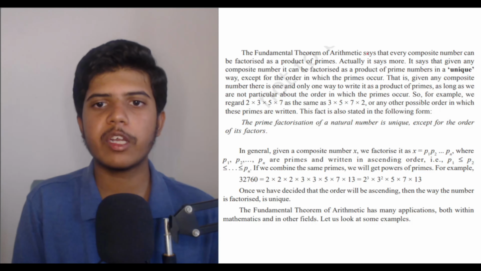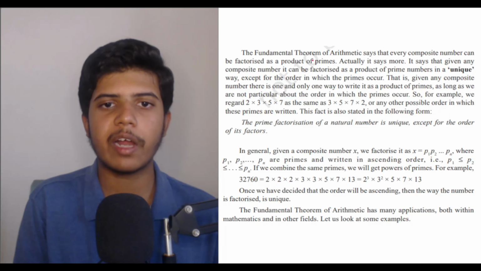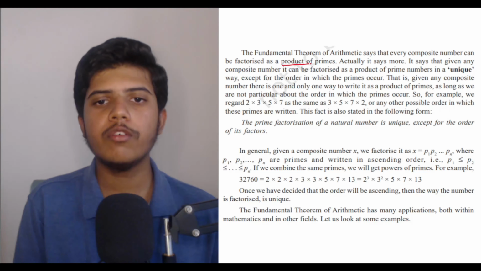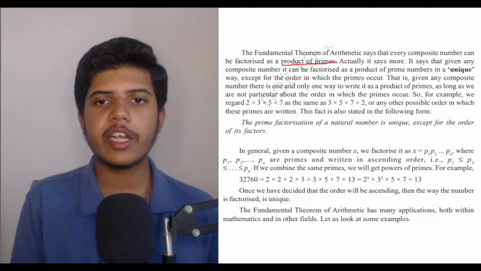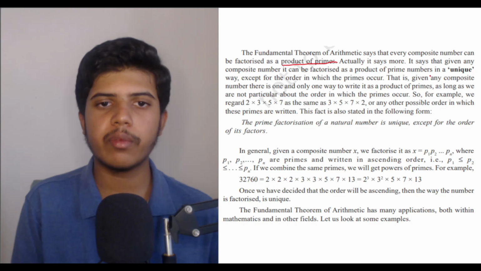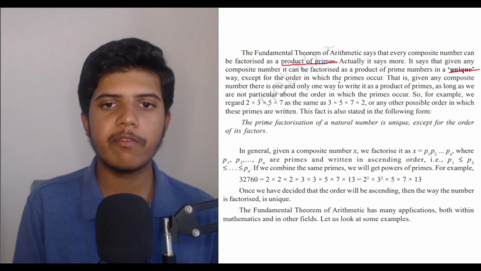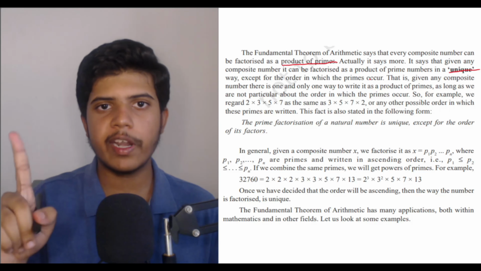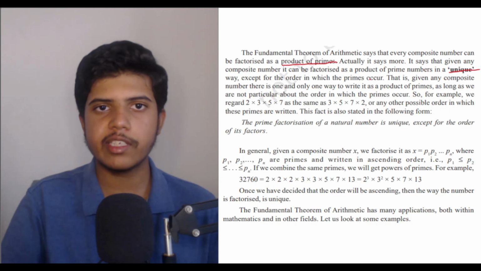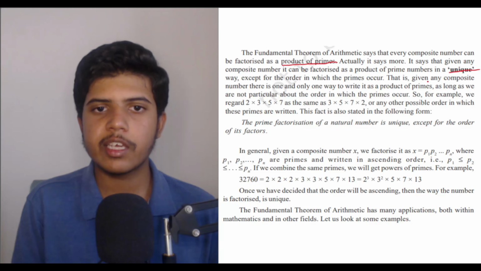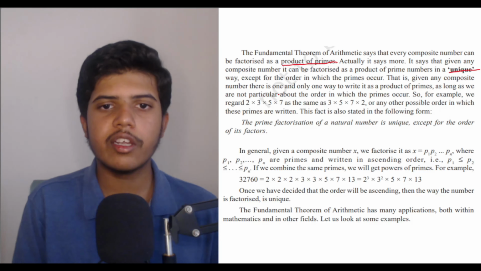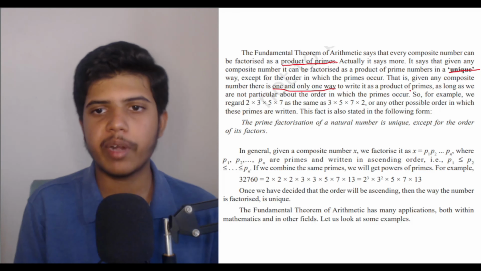The fundamental theorem of arithmetic says that every composite number can be factorized as a product of primes. Actually, it says more. It says that given any composite number, it can be factorized as a product of prime numbers in a unique way, except for the order in which the primes occur. We discussed this. There is one exception, the order. 2 into 3 is equal to 6. 3 into 2 is equal to 6. That is, given any composite number, there is one and only one way to write it as a product of primes.